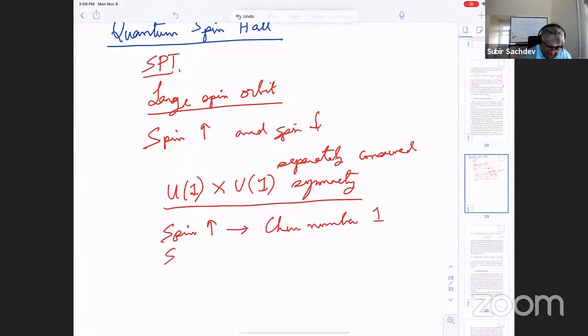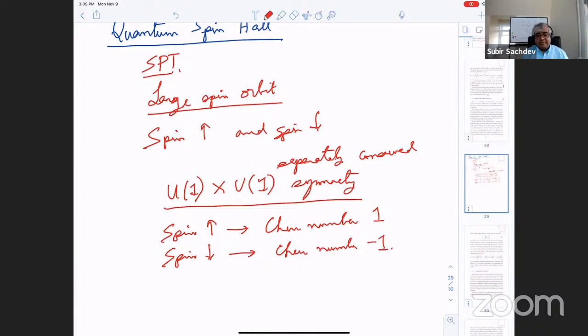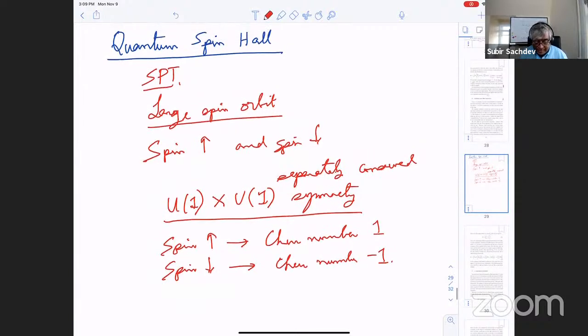So what's spin down doing? Well, if you have time reversal symmetry, spin down has to have the opposite Chern number. Because under time reversal, you complex conjugate the bands, and the Chern number changes sign if the hopping matrix elements go to their complex conjugate. It reverses sign. All right, so that's the condition under which you get what's called a quantum spin Hall insulator.